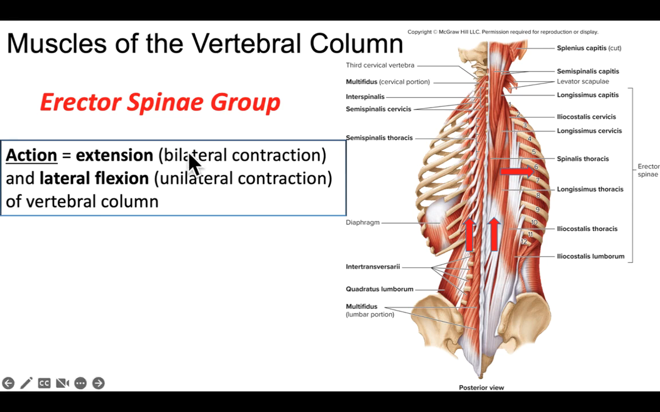So bilateral contraction causes extension, straight up and down. Like if you were tying your shoes and then you stand back up, that's extension. If you're laterally flexing, so you're just bending to the side, that's a unilateral or only one side contraction. All right, so those are the erector spinae muscle groups.